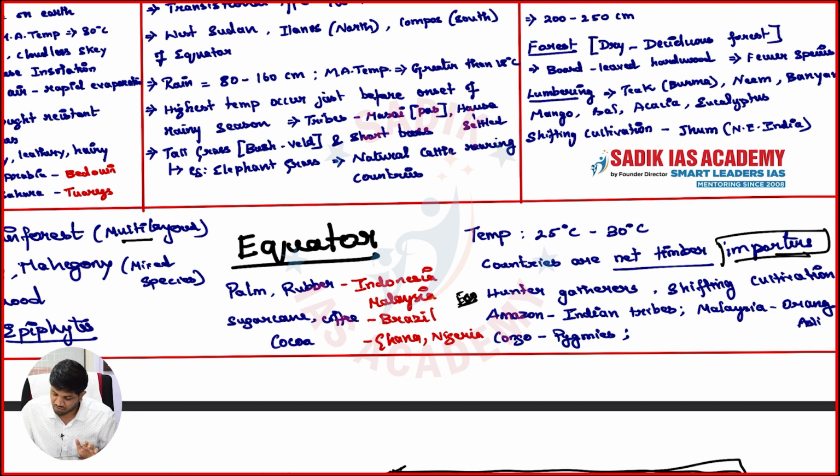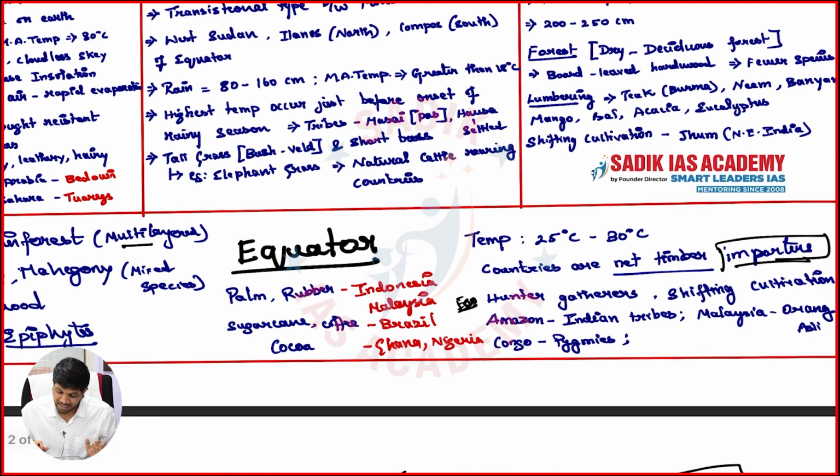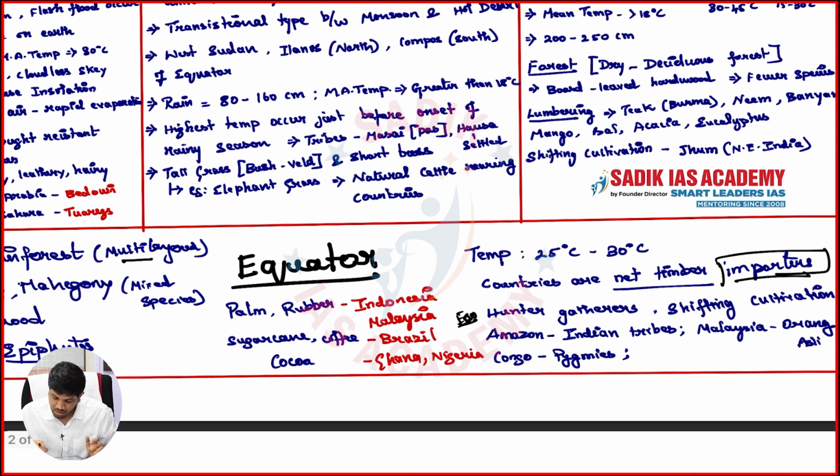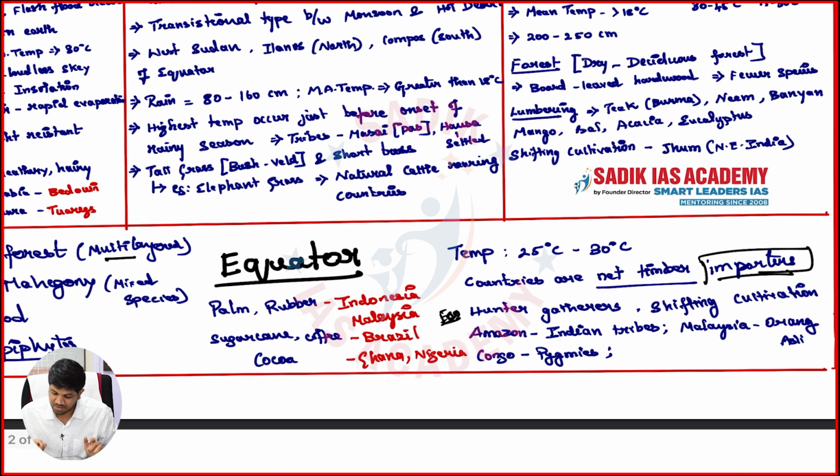hunter-gatherers, and they perform shifting cultivation. The types of tribes which are present in various locations are: in Amazon it is Indian tribes, in Malaysia they are Orang Asli, and in Congo they are Pygmies.